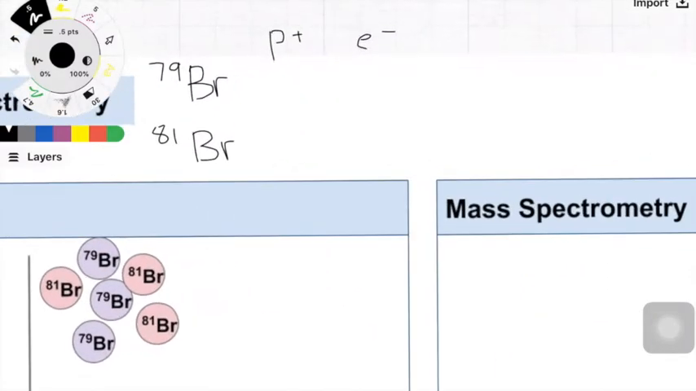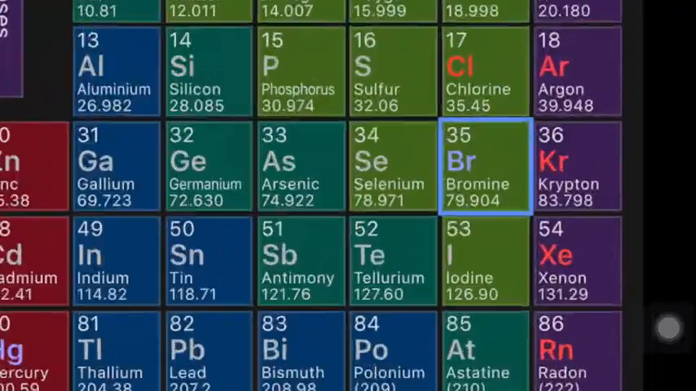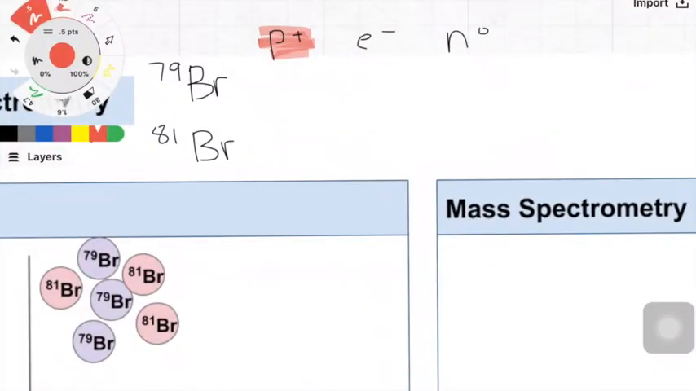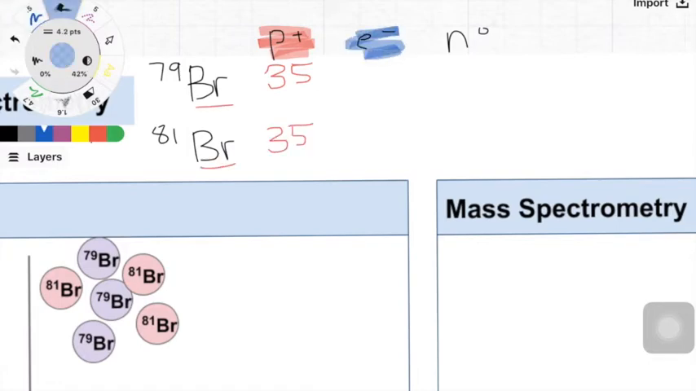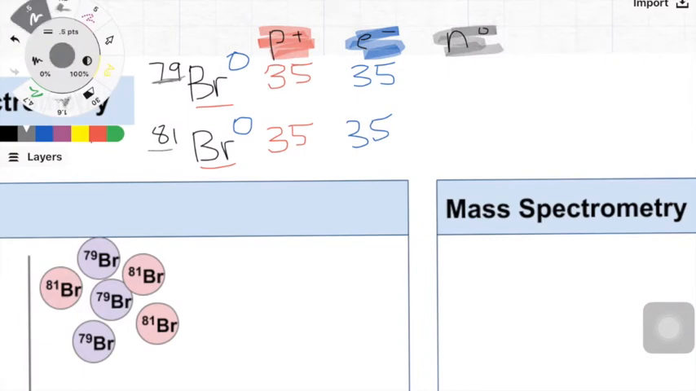So if we're thinking about protons, electrons, and neutrons, first to figure out the protons, we need to look at the periodic table. To figure that out, we look at the atomic number, which is 35. And both bromines, because of the fact that they are bromines, have 35 protons. To figure out the number of electrons, we need to think about the charge. Because both of these examples have a neutral charge, our negatives and positives need to be the same, so we have 35 electrons in each.